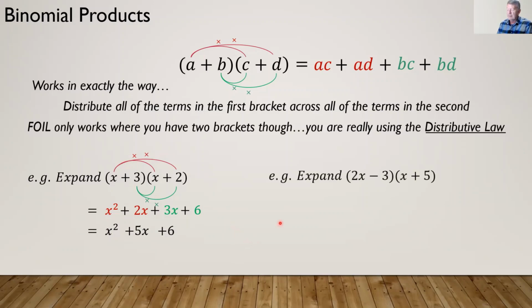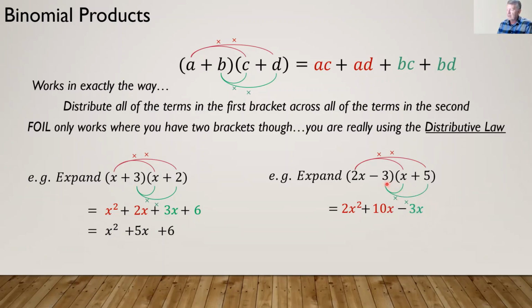All right, another example, but this one's got some minuses in it. So let's have a look. So we've got a minus 3 there. All right, let's go. First ones, 2x times x is 2x squared. Now we've got the 2x times the 5. So 2 times 5 is 10. That's a positive and that's a positive, so that's positive. So we've got 10x. Now we've got the minus 3 times a positive x. So negative and positive makes negative. 3 times x is just 3x.